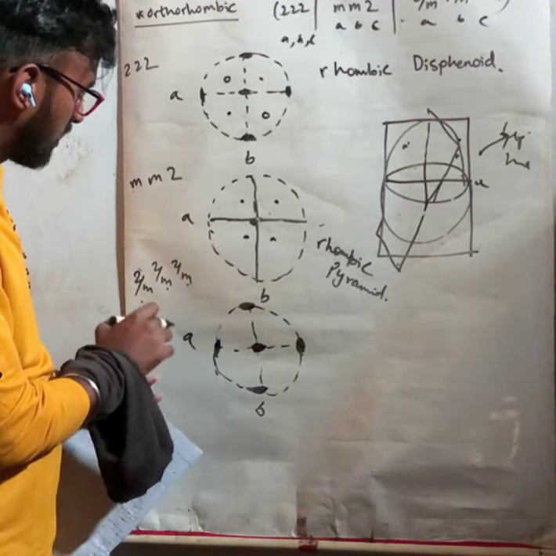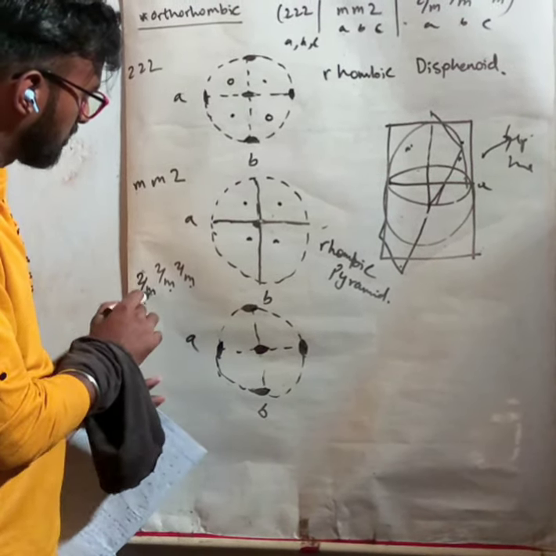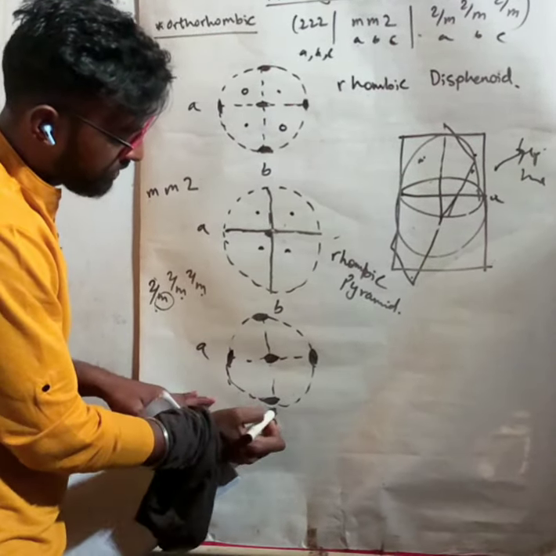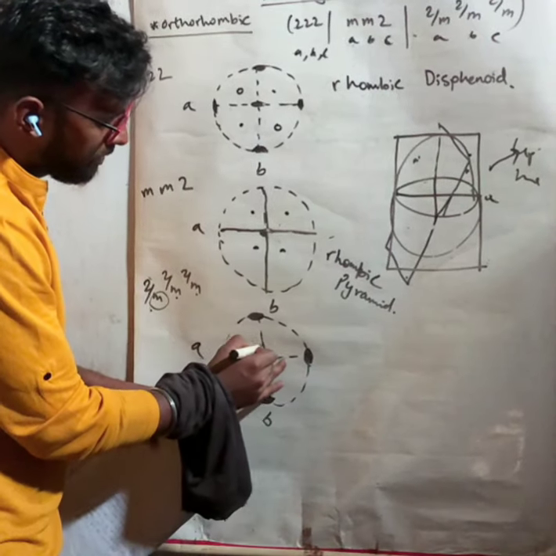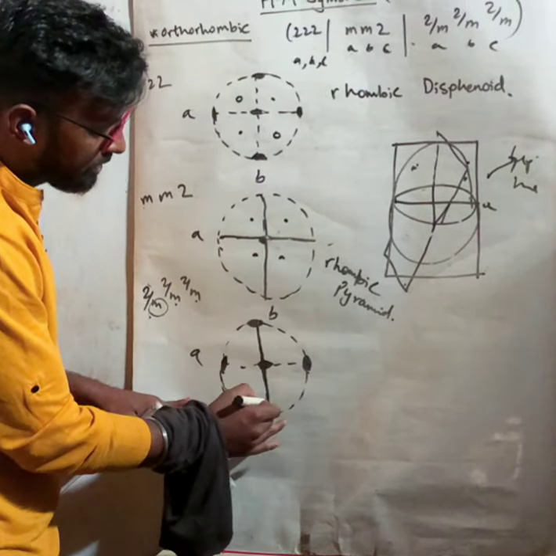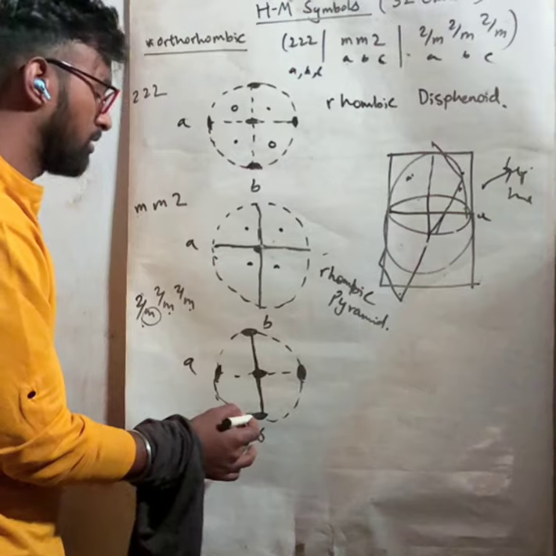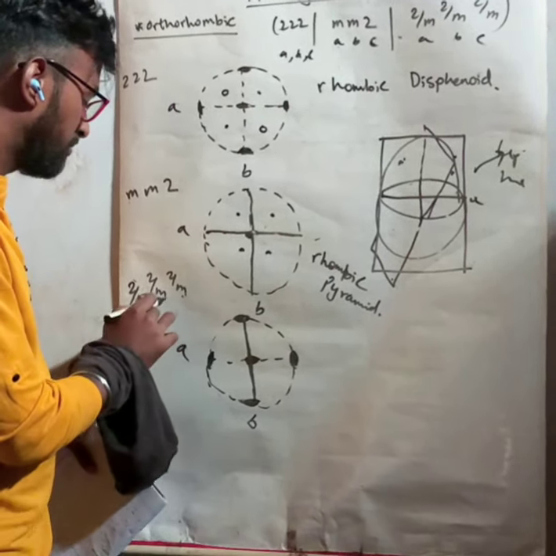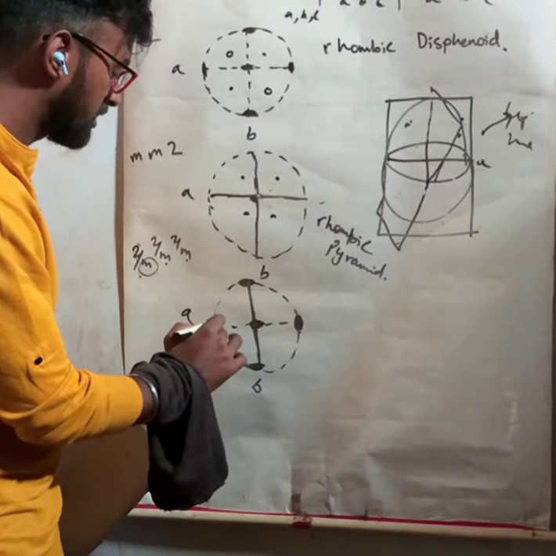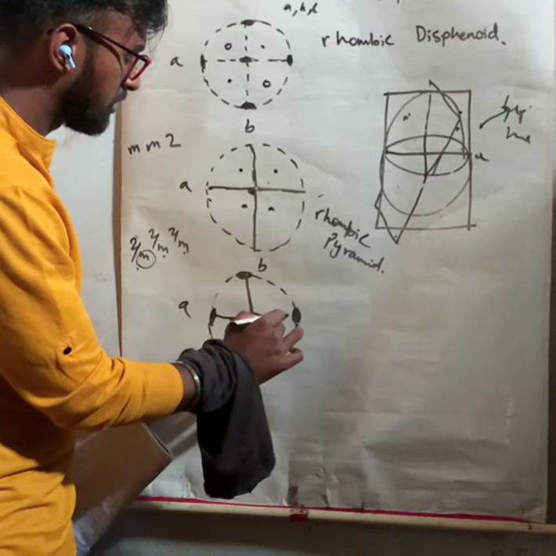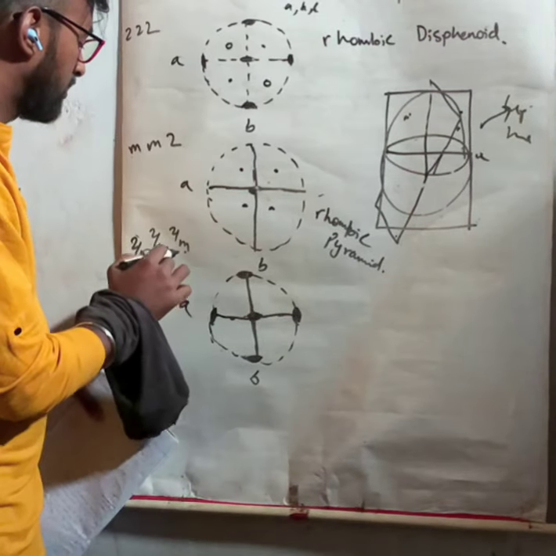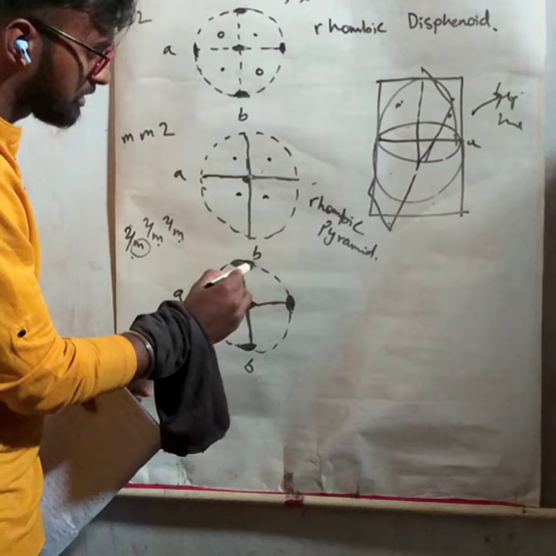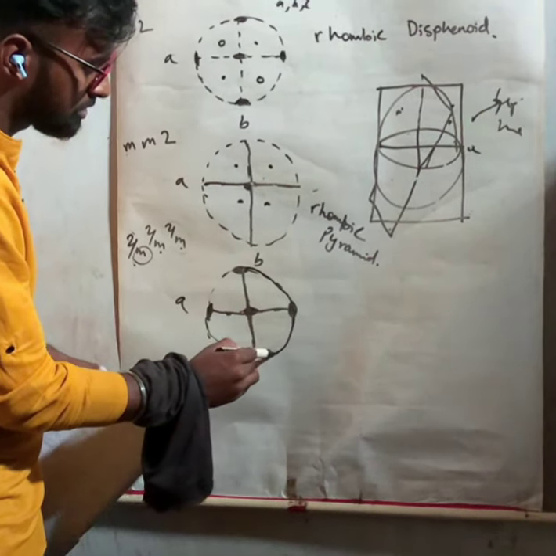Now, the plane perpendicular to A is a mirror plane. So which plane is perpendicular to A here? That is P. So it is a mirror plane with a two-fold operation. And the plane perpendicular to B is also a mirror plane. That is also a mirror plane. And we also see that the plane perpendicular to C is also a mirror plane. So this is also a mirror plane.